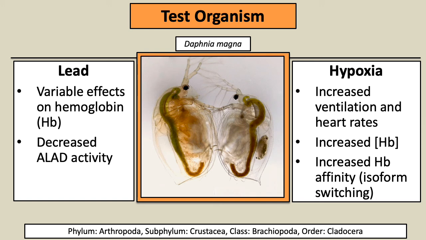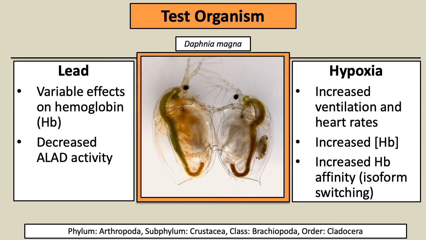In our lab, we were experimenting exposing daphnids to two different variables. We were exposing them to lead, which has been shown to cause variable effects on hemoglobin, such as the decrease of ALAD activity. Because of that, hemoglobin synthesis won't be able to occur as well. The second part of our co-exposure was hypoxia. We put them in a chamber, flush the chamber with nitrogen, and lower the percent oxygen. When these organisms are exposed to hypoxia, it increases their ventilation and heart rates. They also increase their hemoglobin concentration, and they can change their hemoglobin binding affinity by switching to a different isoform of hemoglobin, of which they have 7 different forms.